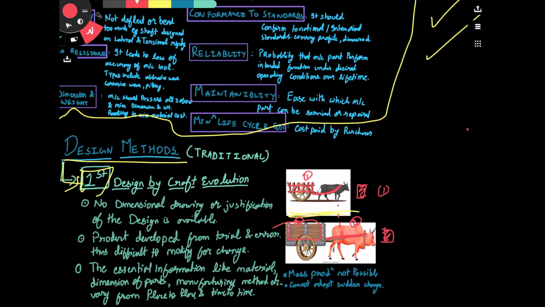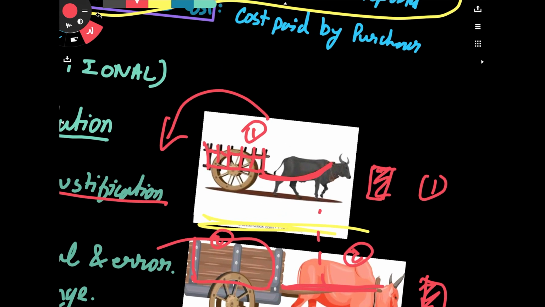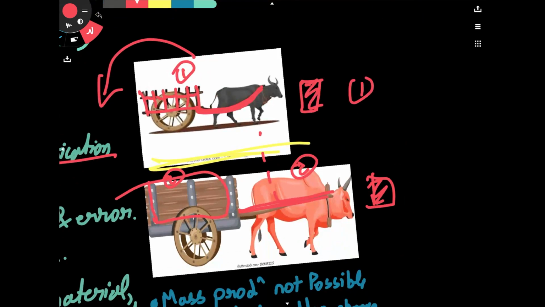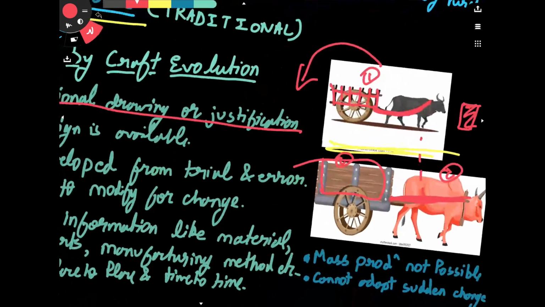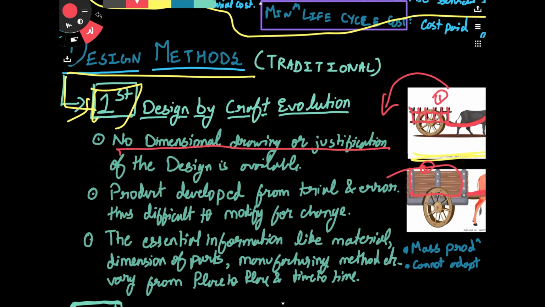In order to replicate this, it's not possible for me. You know why? Because no dimensional drawing is available. Also, if I ask the person who made this, why have you given this a curve, right? He might not have an answer for that. Or if I ask this person why have you given it a straight rod, he might not answer that, right? No justification is there. They just made it.